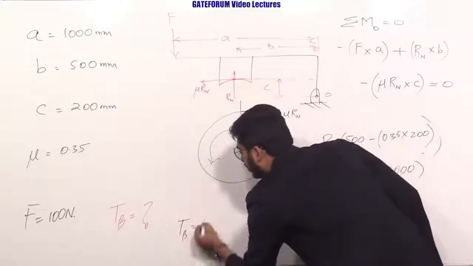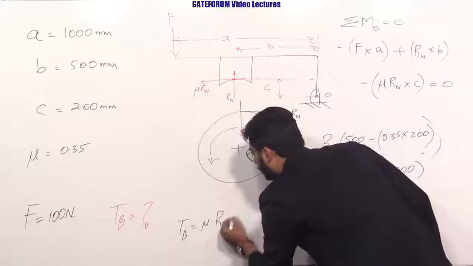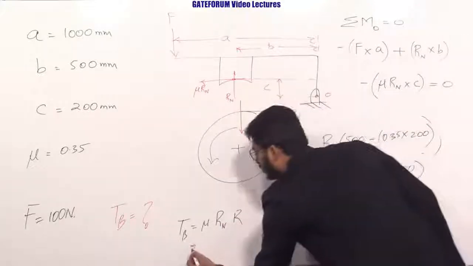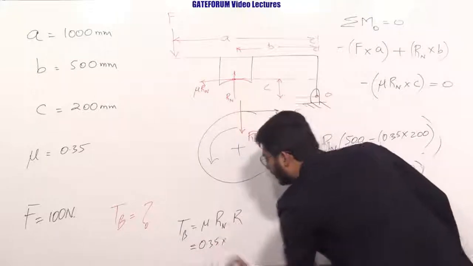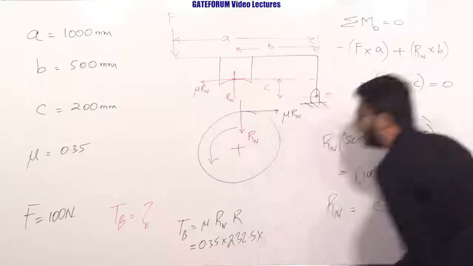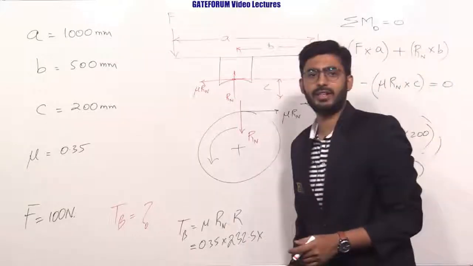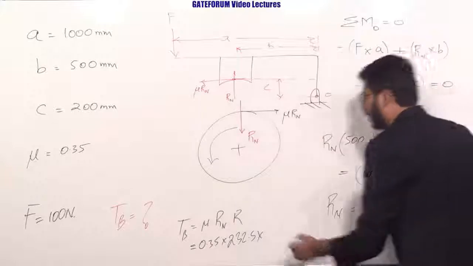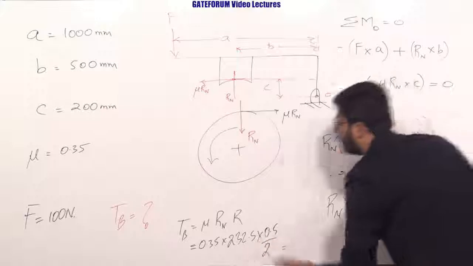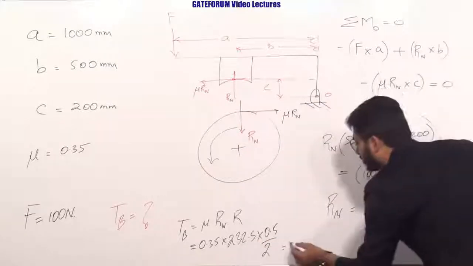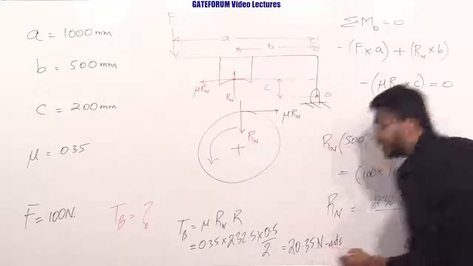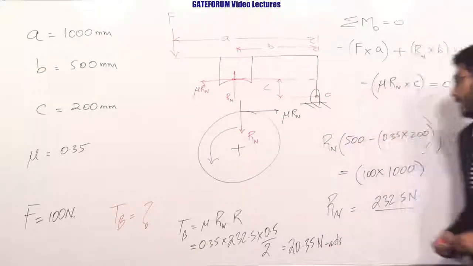So now your braking torque Tb is equal to mu times Rn into radius. So mu is 0.35 into 232.5 into radius of the drum. Diameter is given as 500 mm, so radius is 0.5 by 2. Upon multiplying this, you will get the answer as 220.35 Newton meters of braking torque. This is the end of the answer.